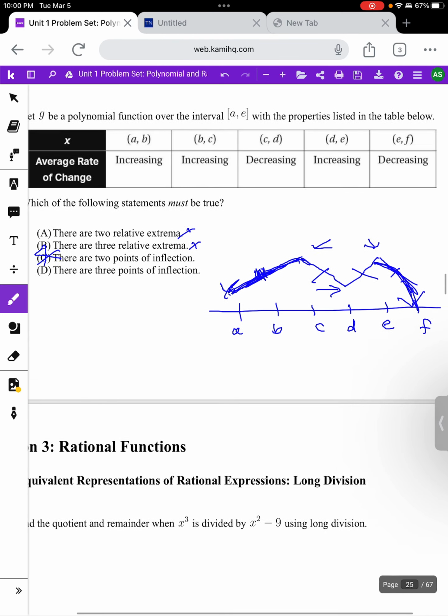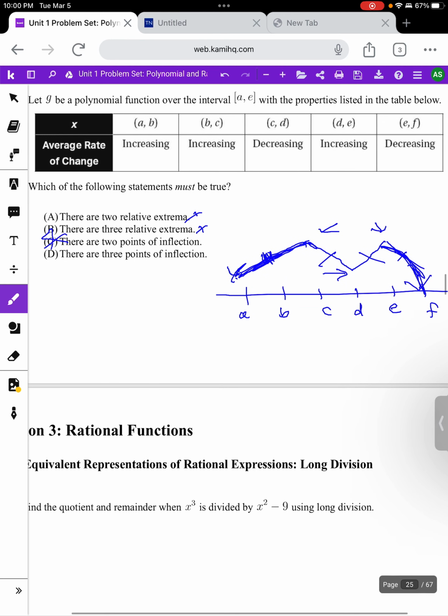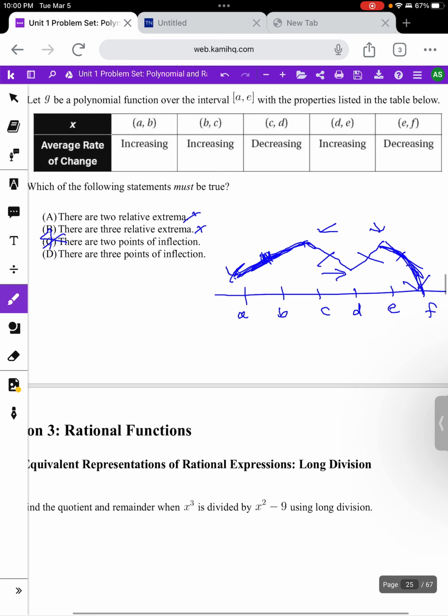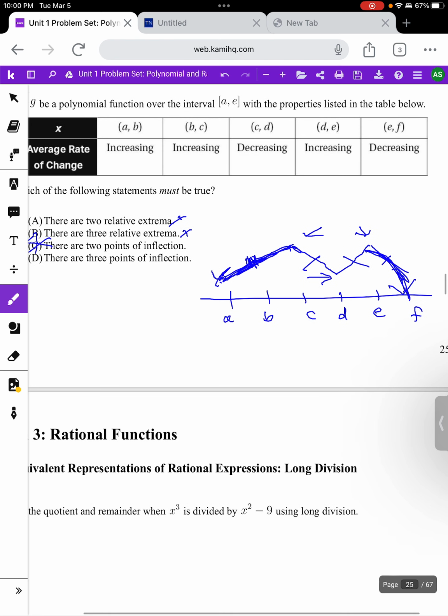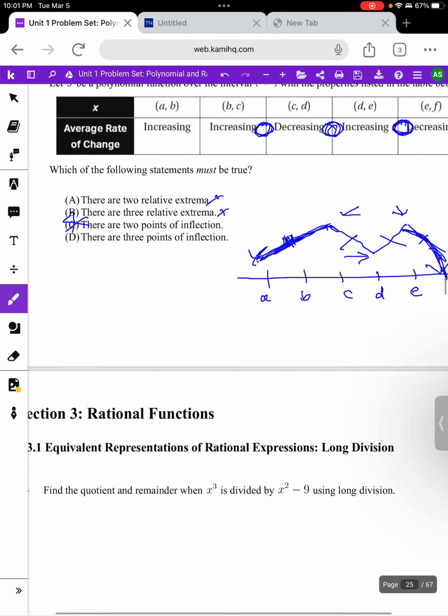But let's go back. The table provides us information. Points of inflection occur at input values where the rate of change of the function changes from increasing to decreasing or decreasing to increasing. Okay, fair enough. So that would be 1 inflection point here, 1 here, and 1 here. Right? So anything where we're changing from increasing to decreasing. That would give us 3, so that would be our correct answer.